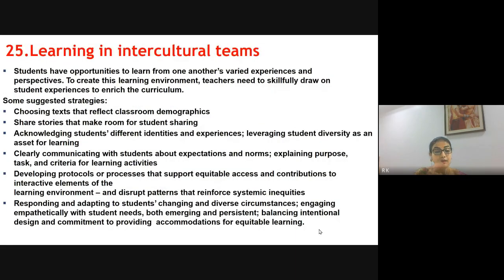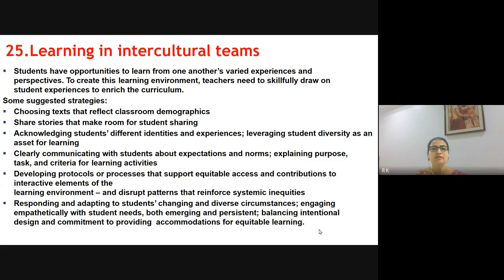And the 25th, the last method, approach and technique, is called learning in intercultural teams. Students have opportunities to learn from one another's varied experiences and perspectives. One suggested strategy is choosing texts that reflect classroom demographics. Say, people are surprised that North Indian girls want to get married to Tamilian boys. What was the need? It's demographics, basically. I'm talking about demographics.